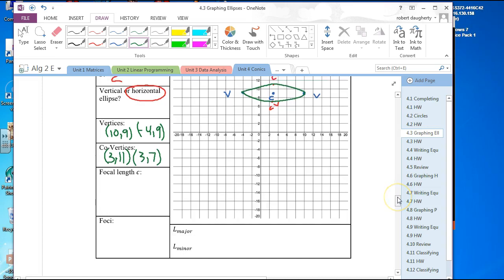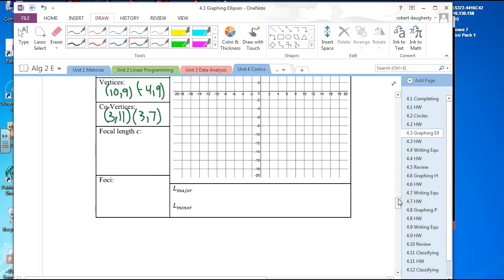Now, to find the foci, you need to find the focal length. The definition of the focal length is the distance from the center to the focus. Okay, we have a formula. What's our formula for focal length? Yeah, c squared is the absolute value of a squared minus b squared. So in this case, what is a squared? Yeah, 49 minus 4. 49 minus 4 is 45.